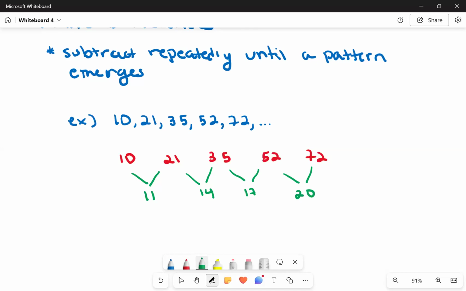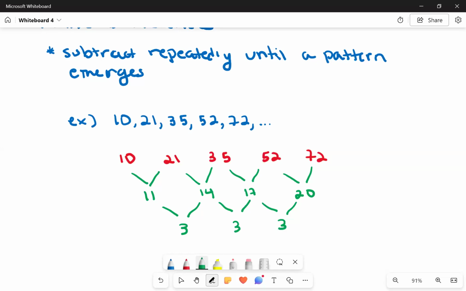And now I'm going to look at the difference between the differences. The difference between 11 and 14 is 3. And 14 and 17 is also 3, and 3 again. Aha, so there we go. That means I could find the next numbers in this sequence using this idea.